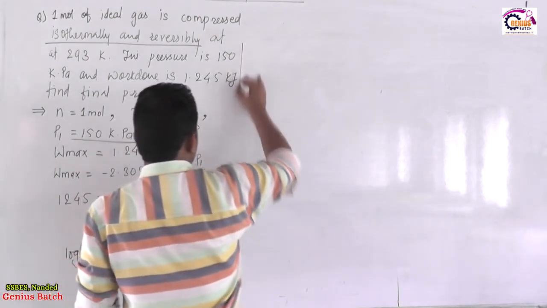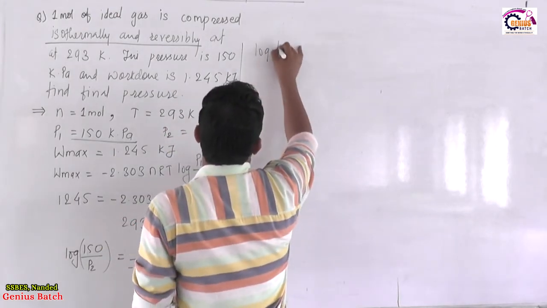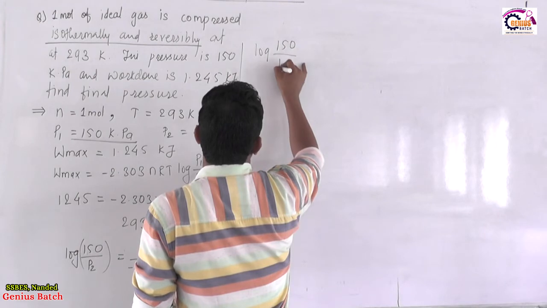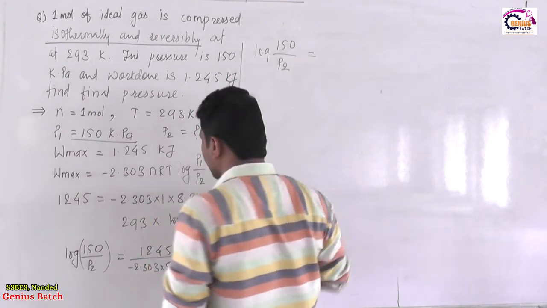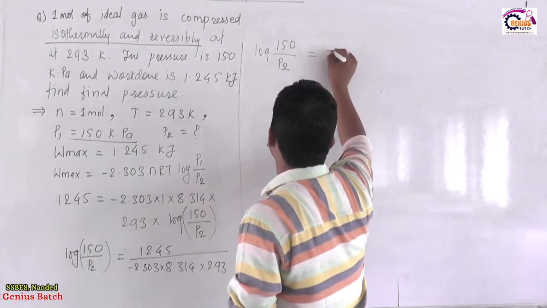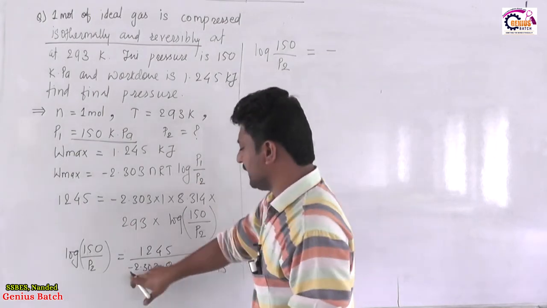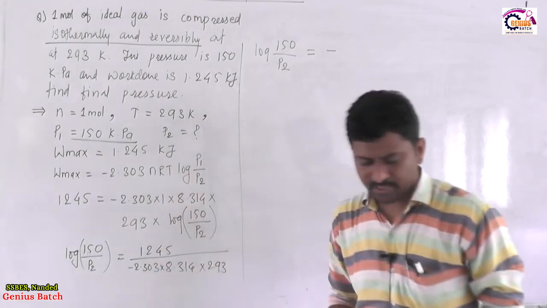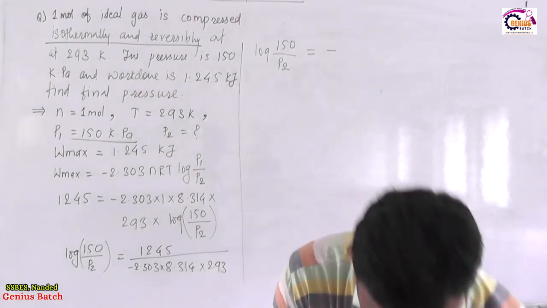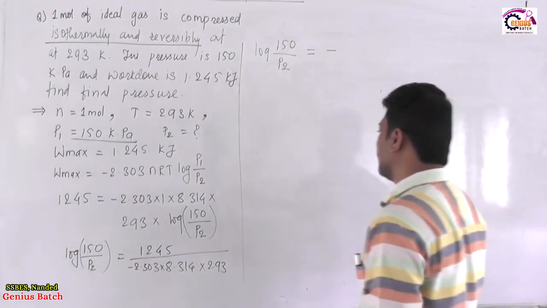So on further solving for log 150 divided by P2 value, the calculation on the left hand side, right hand side, this will be a negative number, because the denominator is with a negative sign, and this fraction we have a theoretical solved value of it. The calculation is minus 0.2219.